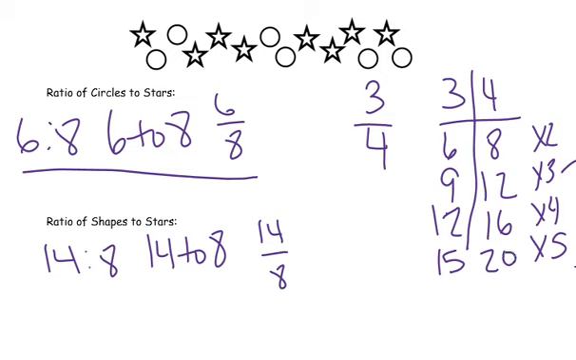So the ratio 3 to 4 is equivalent to 6 to 8, 9 to 12, 12 to 16, and 15 to 20. In fact, as long as you multiply both the 3 and the 4 by the same number, you'll always have an equivalent ratio.